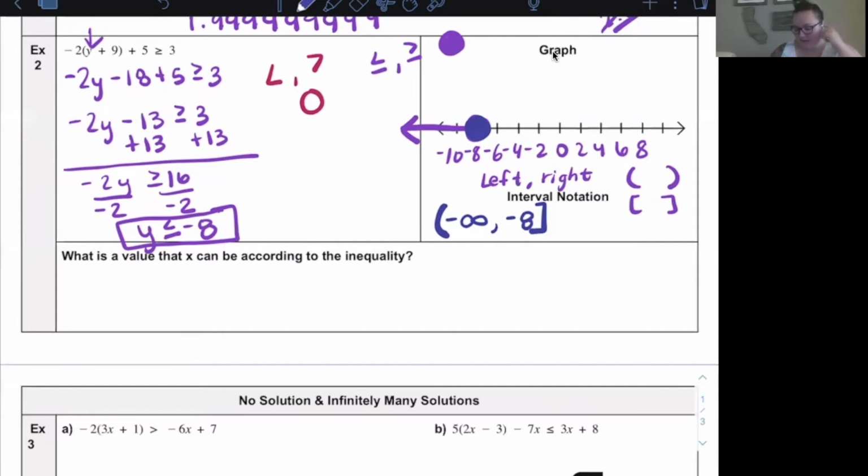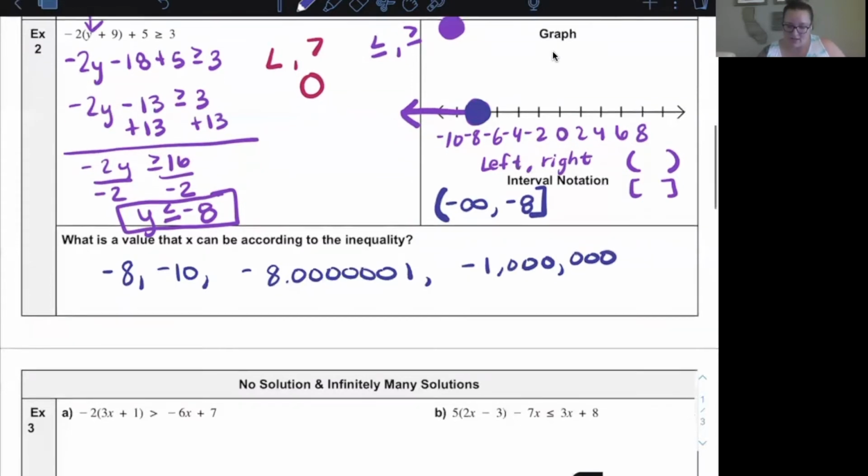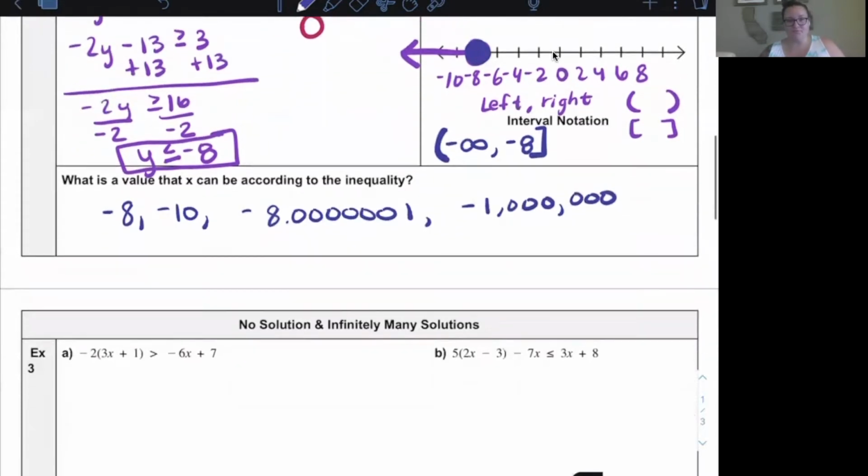So what is a value that y can be according to the inequality? Some numbers that you might have written down are -8, -10, -8.000001, -1,000,000, and any number that is negative and smaller than -8. It's perfectly fine and is included in that interval.